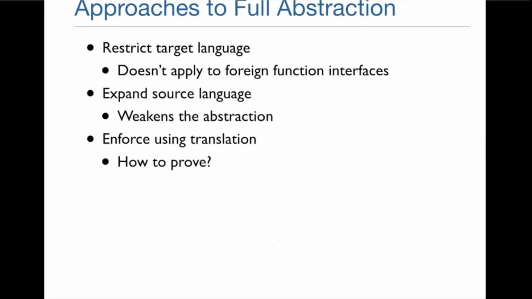The third option is to actually enforce this using translation. That is, we change the translation using types to enforce the property that any compiled target code has behavior that is defined in the source language. But this is difficult to prove, and the point of this paper is to introduce a novel way of proving this using something called back translation.